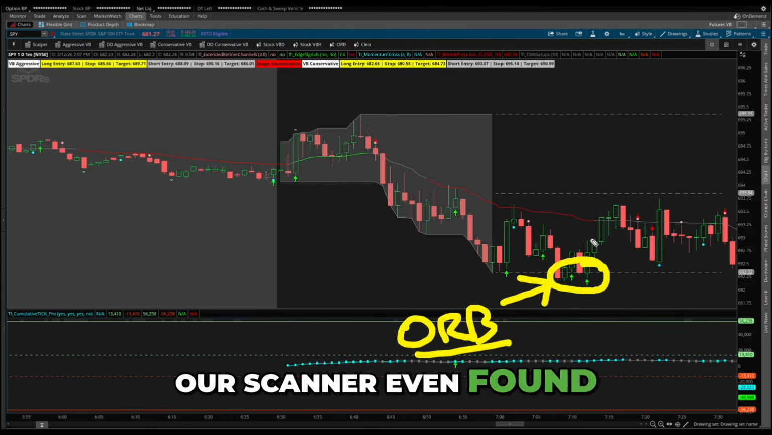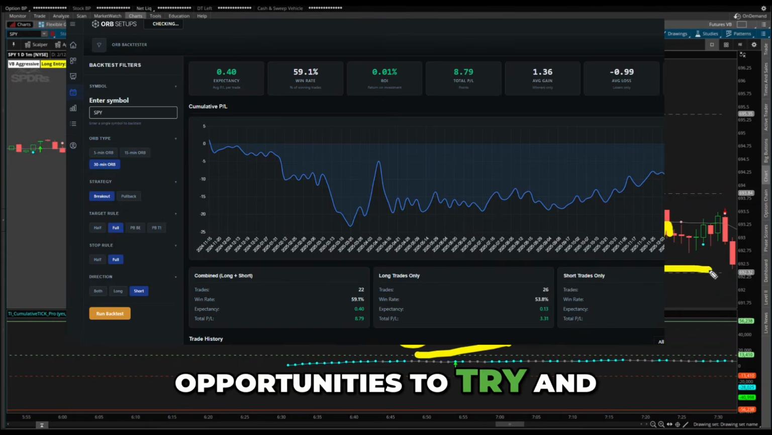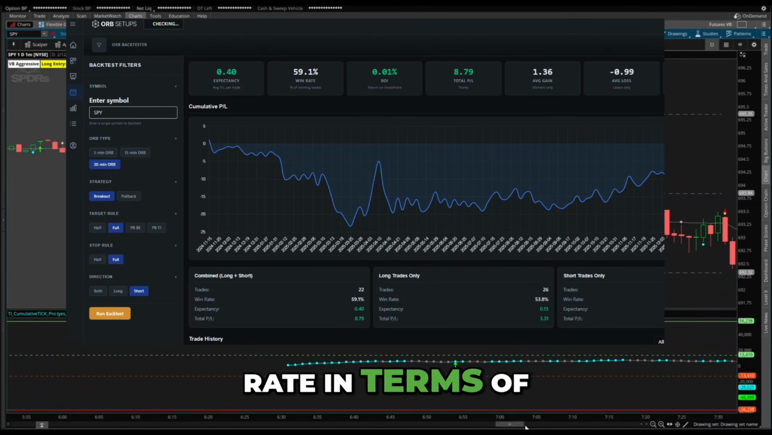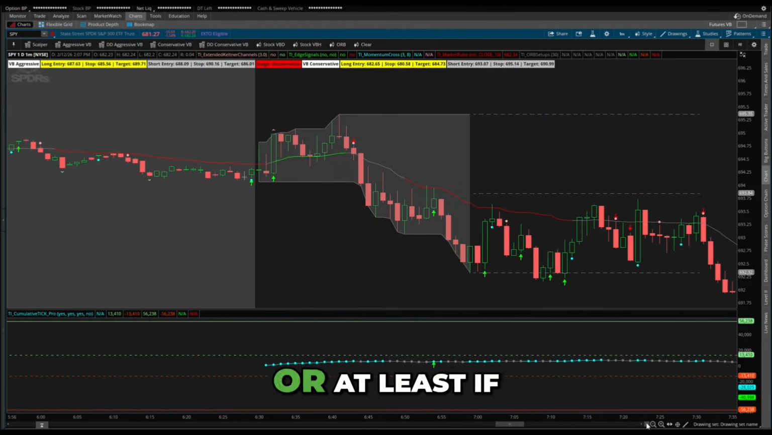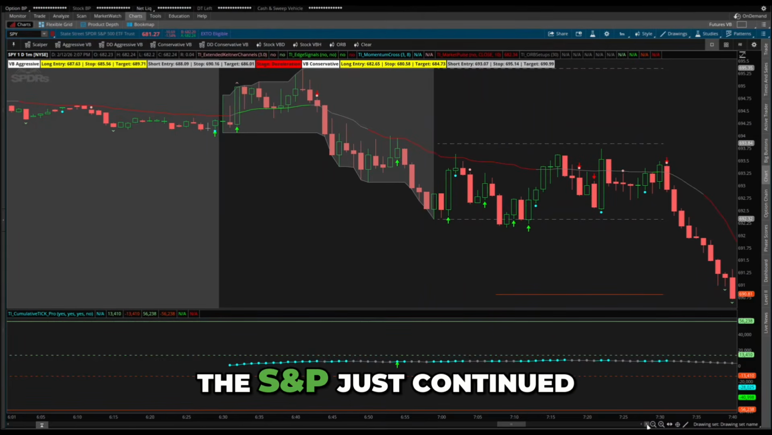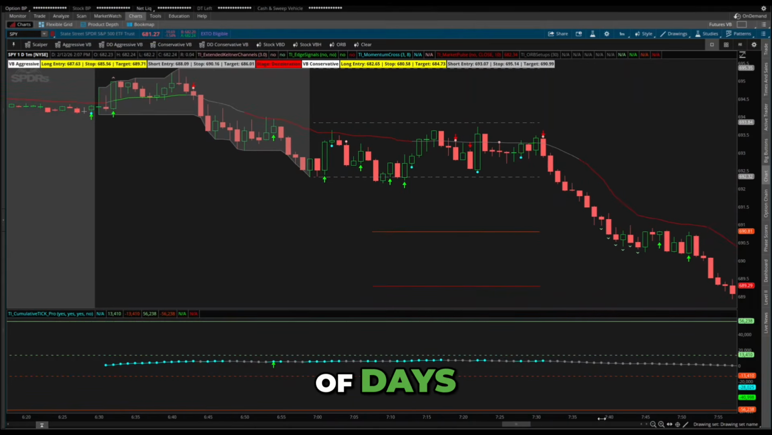Our scanner even found SPY in terms of active setups. You're looking for any opportunities to try and get short, given that the S&P has a positive win rate in terms of ORB setups. Now we keep coming forward, and you'll see, or at least if you're watching the markets, you know exactly what happened. The S&P just continued to keep selling off, and we had one of those meltdown sort of days.